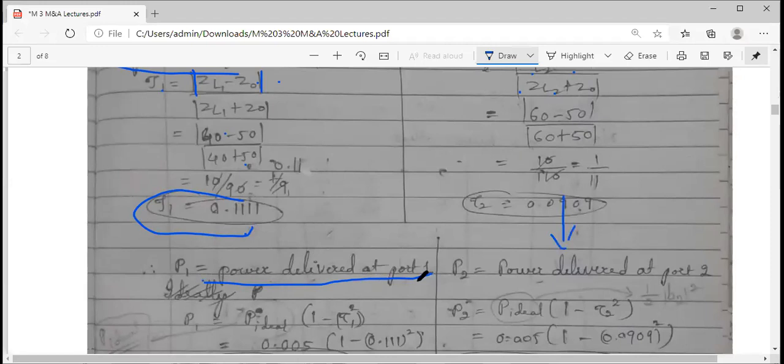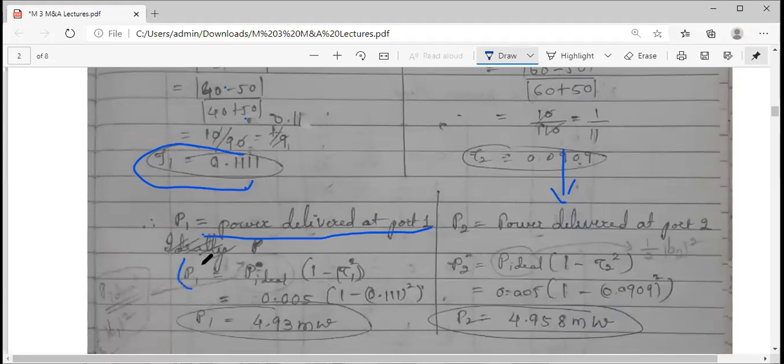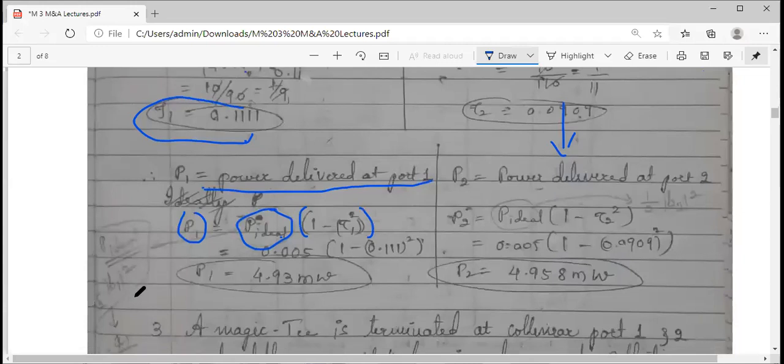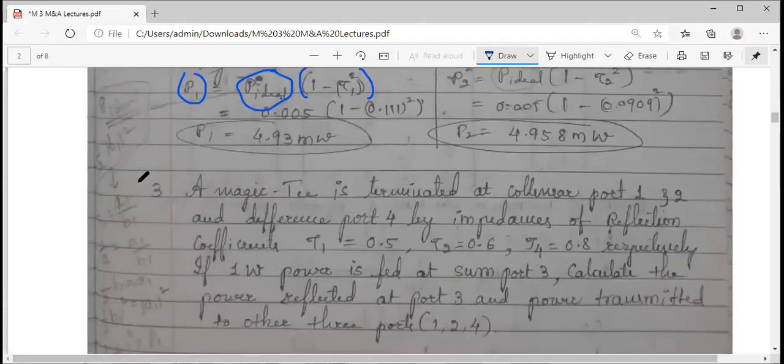So P1 is the power delivered at port 1. That is equal to whatever ideal power should be delivered to P1, multiplied by 1 minus tau 1 square. Why it is 1 minus tau 1 square and all that, you now understand. Okay, I will tell you what this P ideal is here. P ideal, you can see I have written here with a pencil. Hope it is visible to you. Let me just zoom.